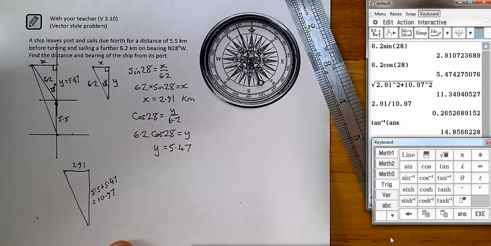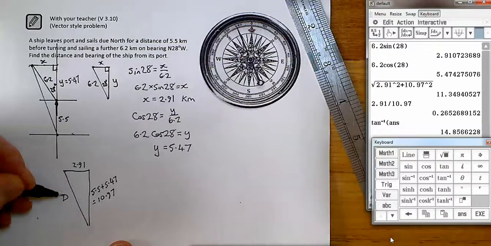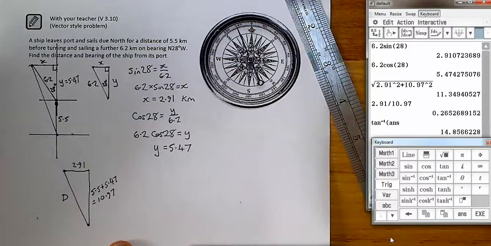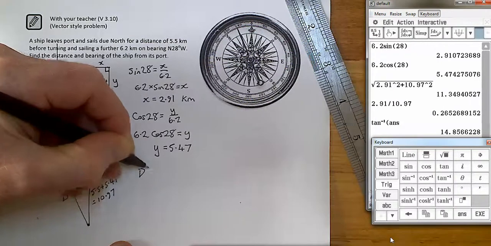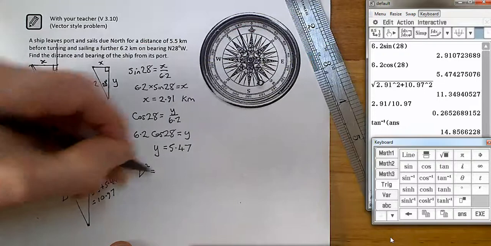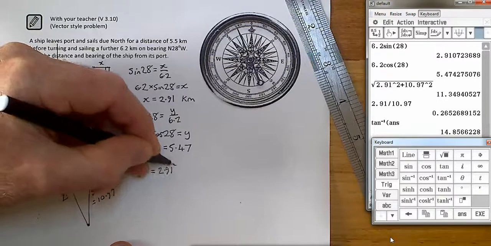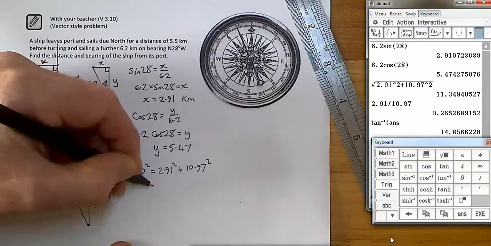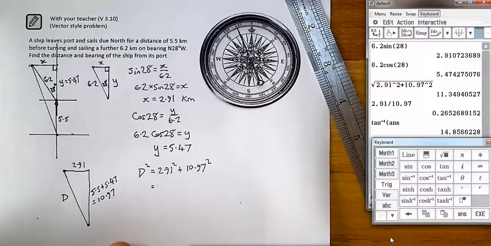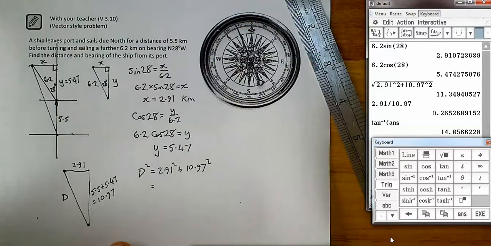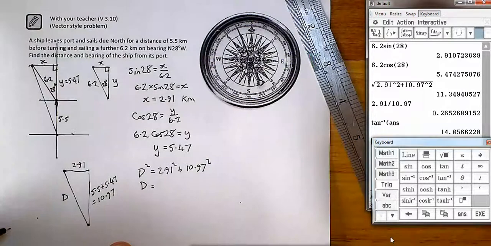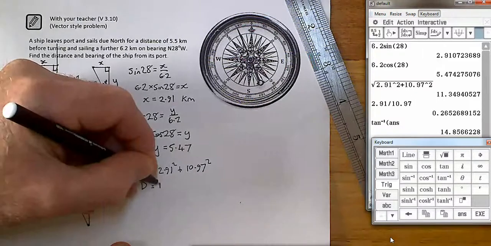That means I can use that information to work out the distance d that the boat is from port. That's what we're trying to work out. I could do that by Pythagoras' theorem by saying that d squared equals 2.91 squared plus 10.97 squared. Now you can do a few calculations here yourself. You might have to pop a few steps in between, but you should be able to do Pythagoras' theorem to work out that d equals 11.35 kilometres.